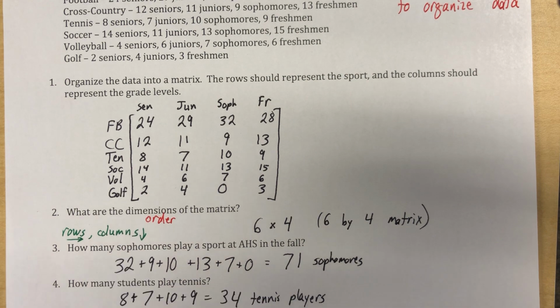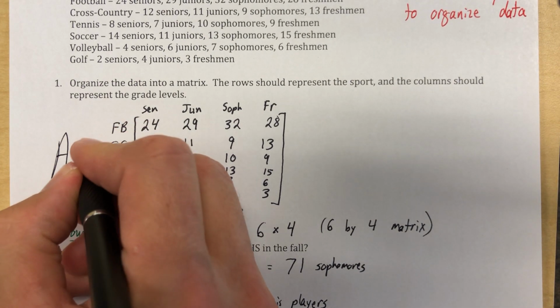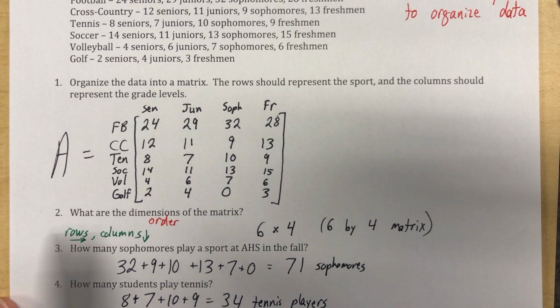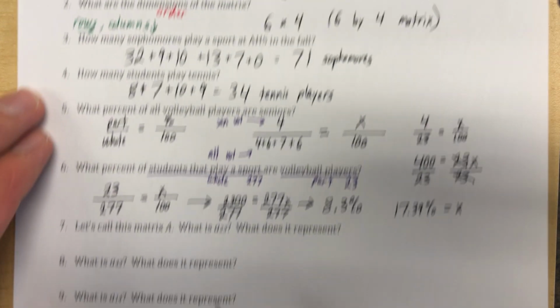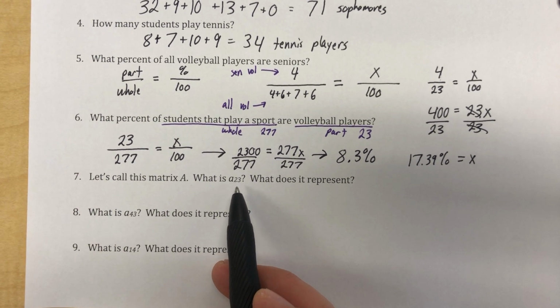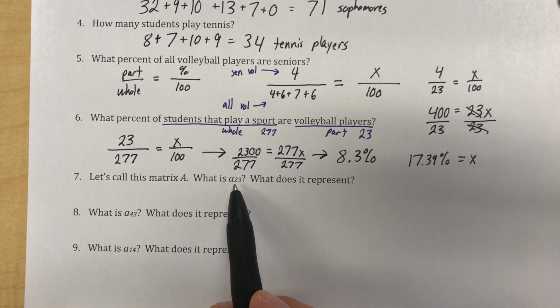So over here under number 1, I'm actually going to just put a great big A, and I'm going to say A equals this. So this matrix is A. This big old matrix is just A. That's it. And we're going to call it A, and then it says, what is A23? Now, I know that looks like 23, but technically it's not. For some reason, somebody decided that we don't need a comma there. I don't know why. It bugs me too. But the technical mathematical notation is A23.